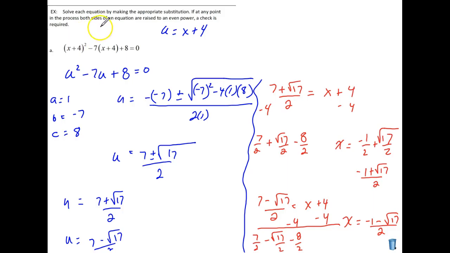Just as a side note, if at any point you square, you raise to an even power, so square both sides of the equation, or if you are going to raise both sides of the equation to the 4th power or something like that, you need to make sure that you double check your answers. In this case we didn't, though. We took square roots, but we didn't square or raise to a 4th power or any other even power.